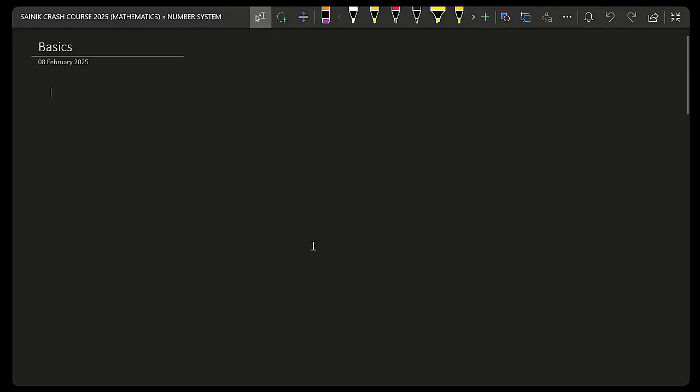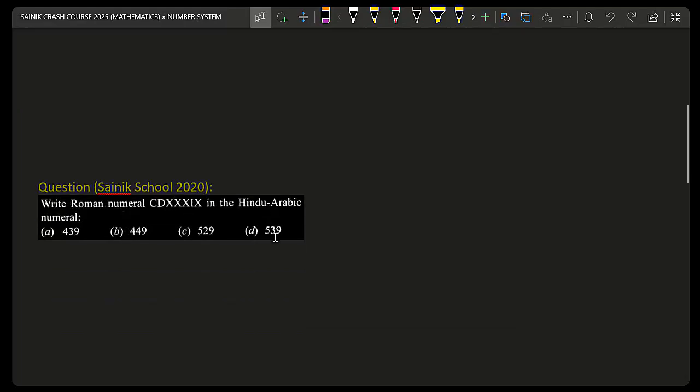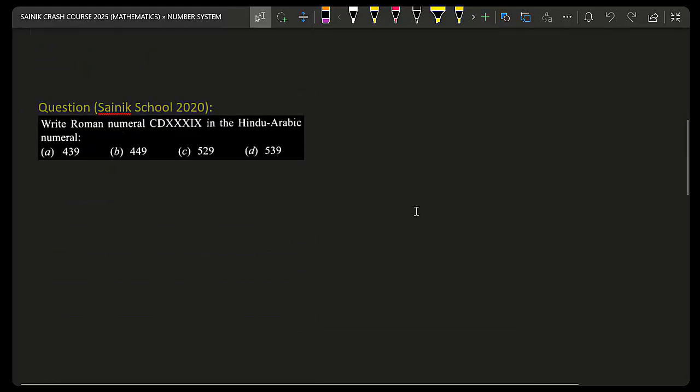So, number system, so far we have discussed Indian international system and the basics, place value, face value, and we discussed yesterday divisibility rules. So, some more questions for you to try from previous year Sainik school exam. All of you try this question. This question came in 2020. Write Roman numeral CDXXXIX in the Hindu Arabic numeral.